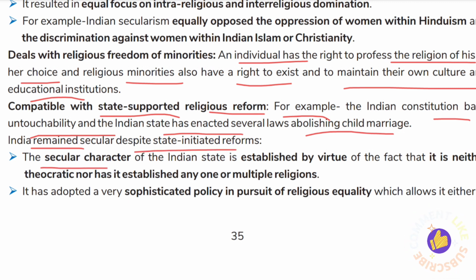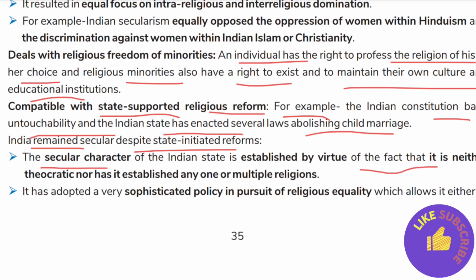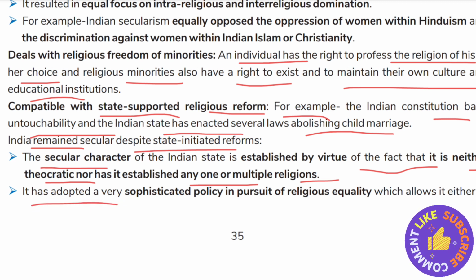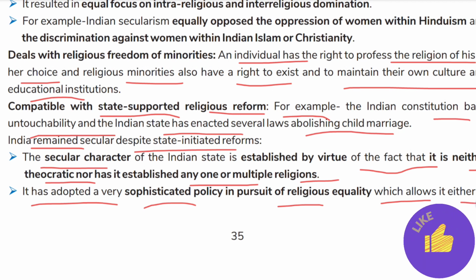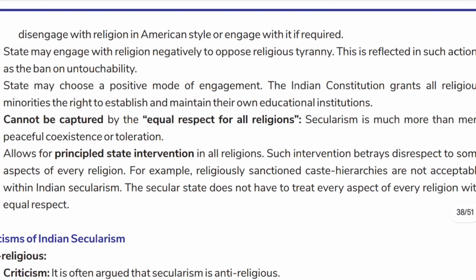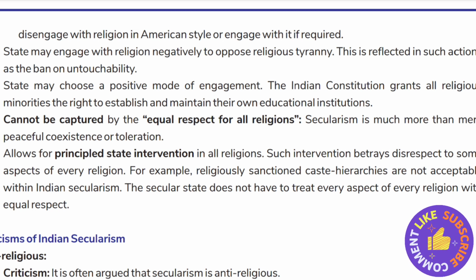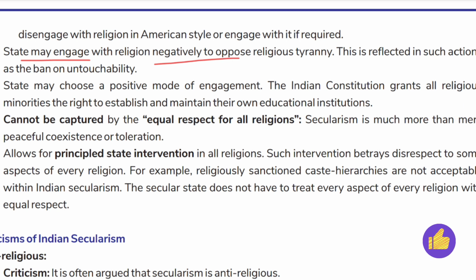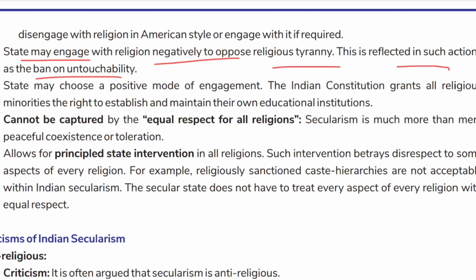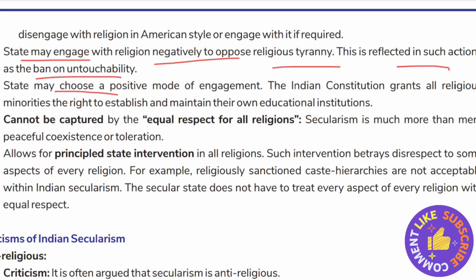The secular character of the Indian state is established by virtue of the fact that it is neither theocratic nor established by any one religion or multiple religions. It has adopted a very sophisticated policy in pursuit of religious equality, which allows it either to disengage with religion in the American style or engage with it if required. The state may engage with religion negatively to oppose religious tyranny. This is reflected in such actions as the ban on untouchability. The state may also choose a positive mode of engagement.